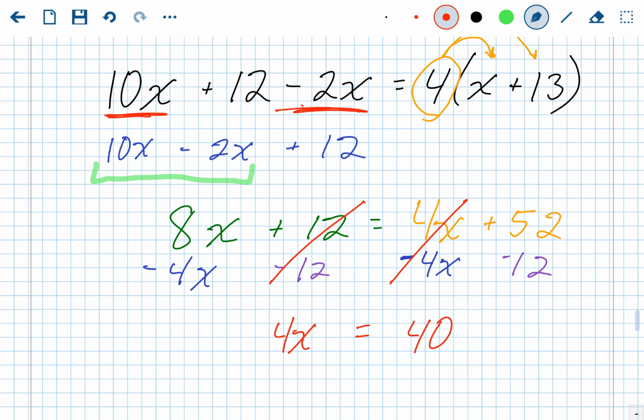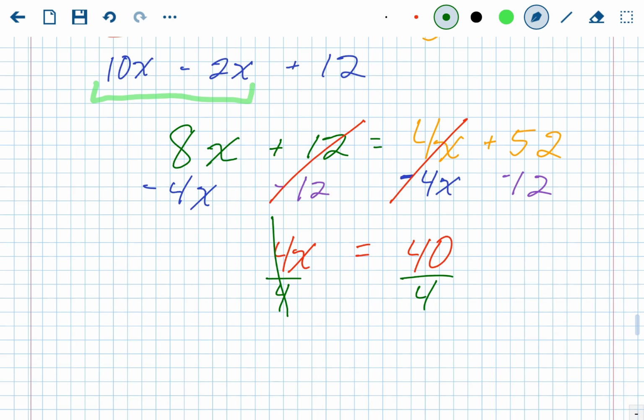Okay. Now it's a one-step equation. 4 times x equals 40. To get rid of the multiplication, you divide. We need the x by itself. It's currently being multiplied by 4, so we're going to divide by 4. Divide both sides by 4. So x equals 10.